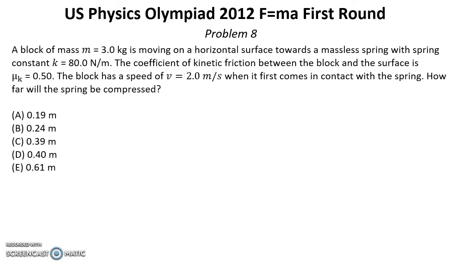Problem number 8. A block of mass m equal 3 kg is moving on a horizontal surface towards a massless spring with the spring constant K equal 80 Newton per meter. The coefficient of kinetic friction between the block and the surface is mu K equal 0.5. The block has a speed of v equal 2 meters per second when it first comes in contact with the spring. How far will the spring be compressed?